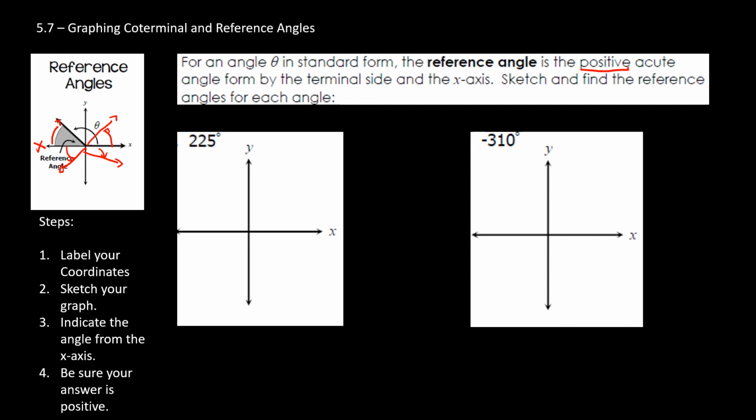Okay? So let's go ahead and work a couple of these out. Let's look at 225. We're going to label 0, 90, 180, 270. We can stop here at 270 as we know that our angle is going to be in between those two there. So at 270, we're going to come around, I'm sorry, 225, we know it's going to be somewhere here.